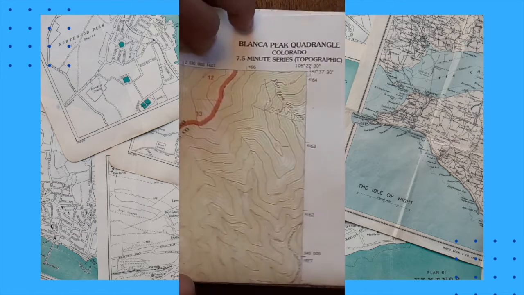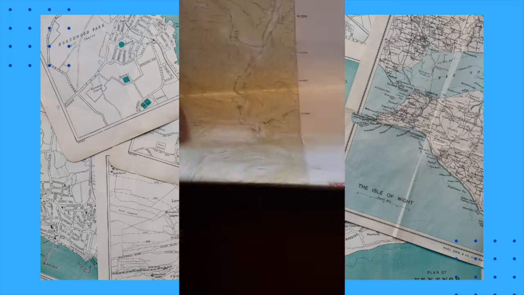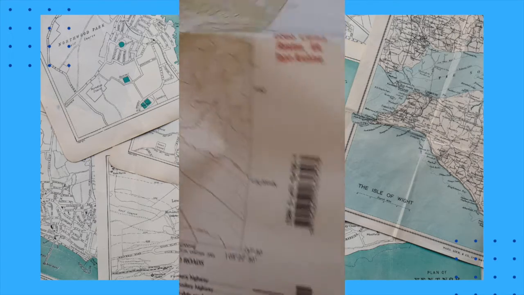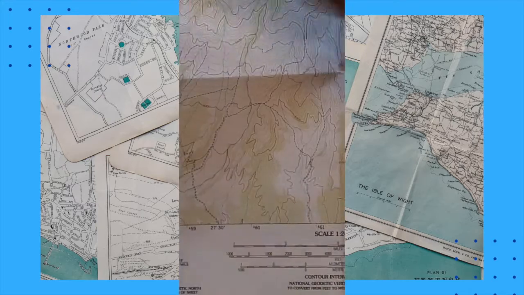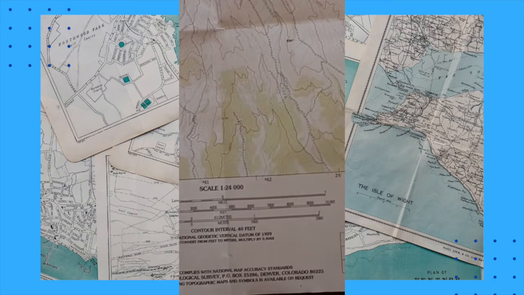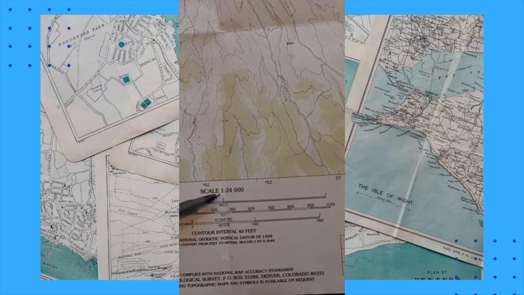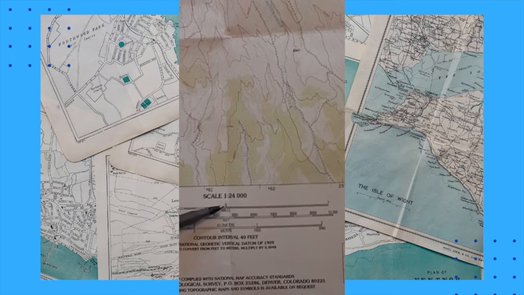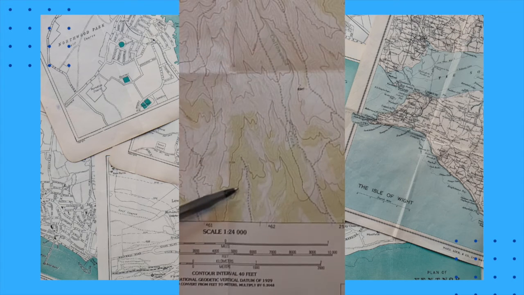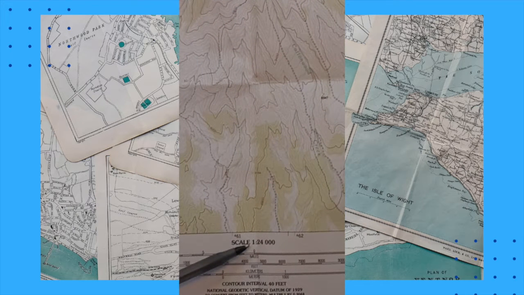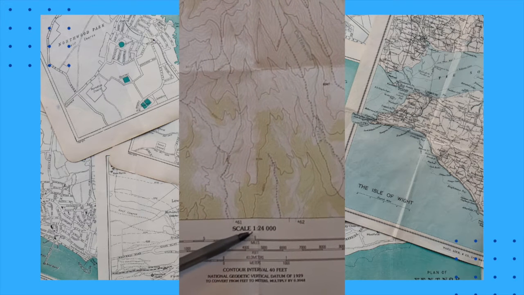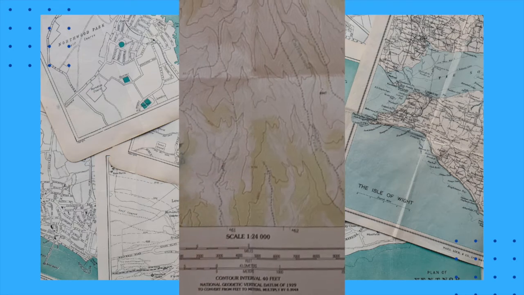So you have a scale on each map that you find. This scale, if you open it up, is shown right here. The scale is 1 to 24,000, meaning for every inch on this map, it indicates 24,000 inches in the real world. So the smaller the ratio, the more detail you'll have on the map.